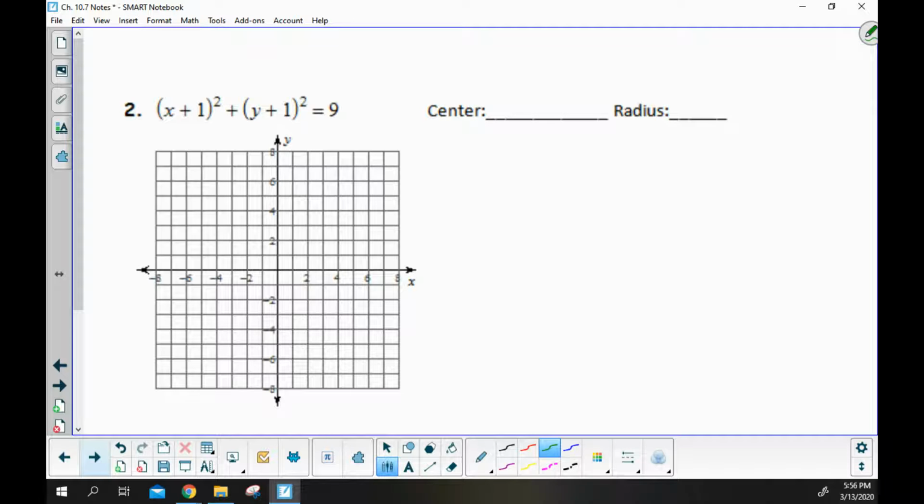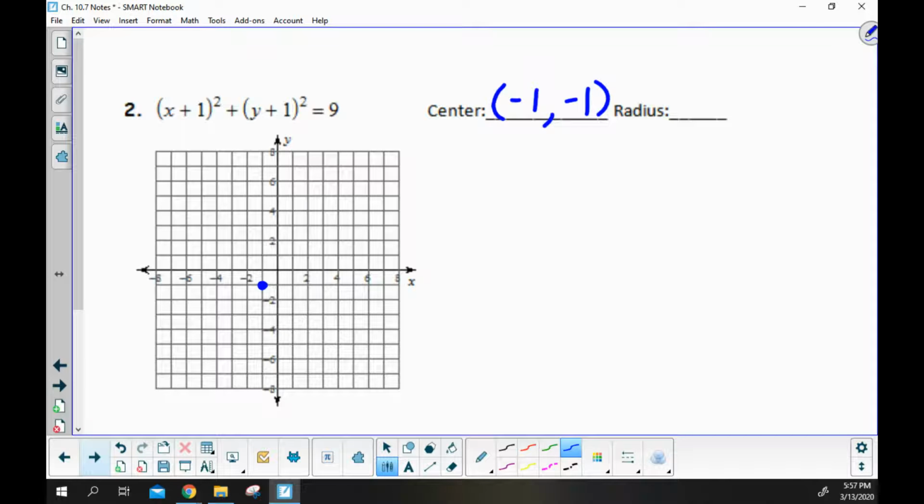All right, let's look at the second one. The second one here is (x + 1)² + (y + 1)² = 9. So again, let's start with my center. What point am I subtracting from x? Or what point could I plug in for x? What number would give me 0? In this case, it's -1. And since it's the same thing for y, that's -1. So at (-1, -1), I'm going to put my dot.